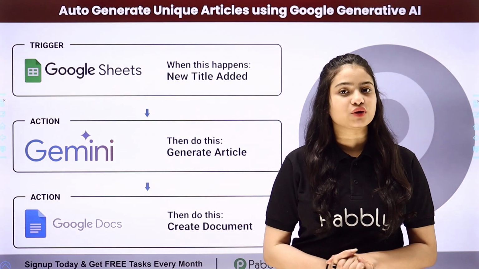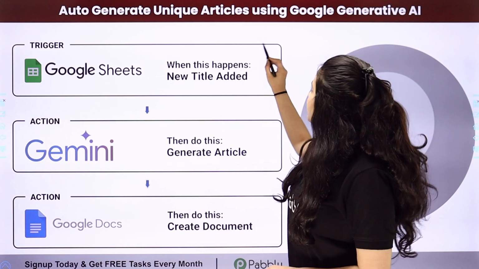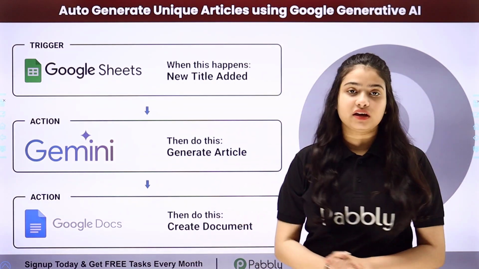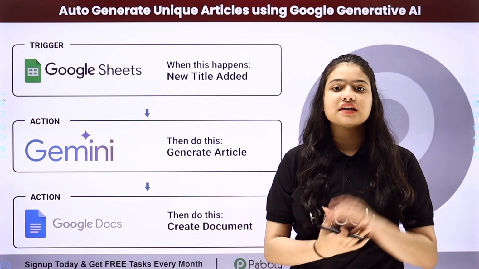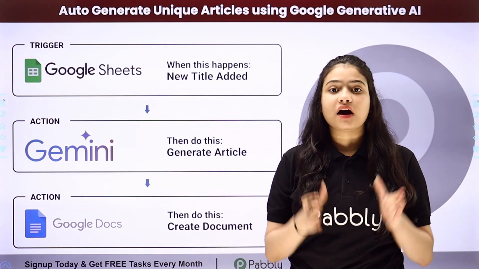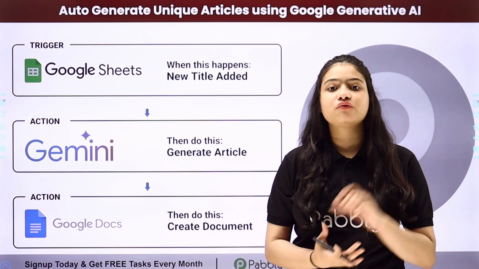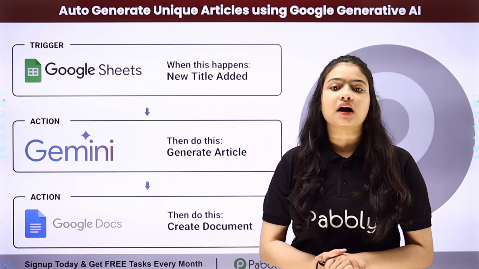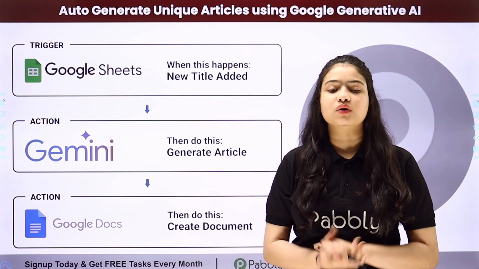In this video, we are going to learn how to auto-generate unique articles using Google Generative AI. Here, my objective is that as soon as I add a new title in my Google Sheets, automatically on the same title, a unique article should be generated with the help of Google Gemini, and then the same generated article should be automatically inserted in a Google document.